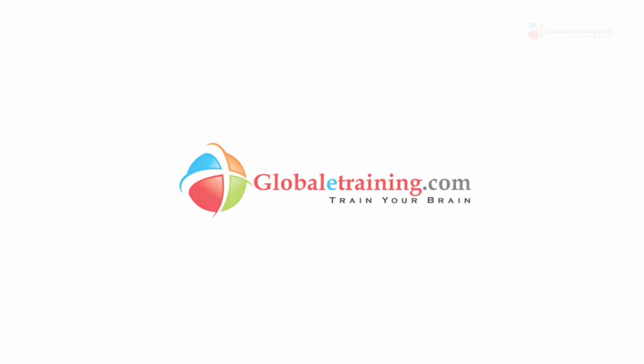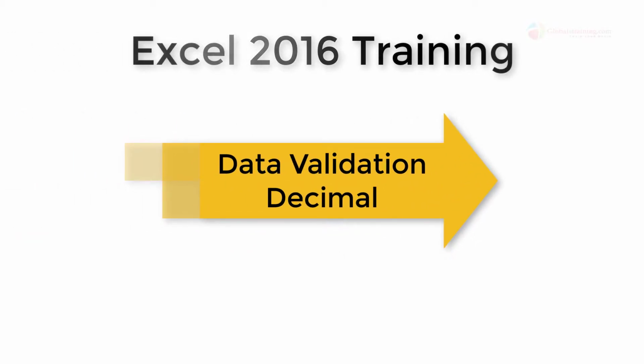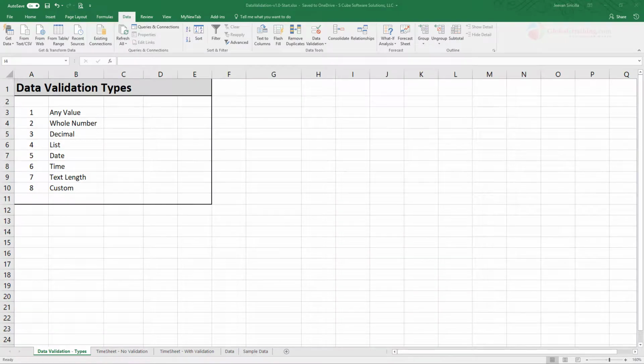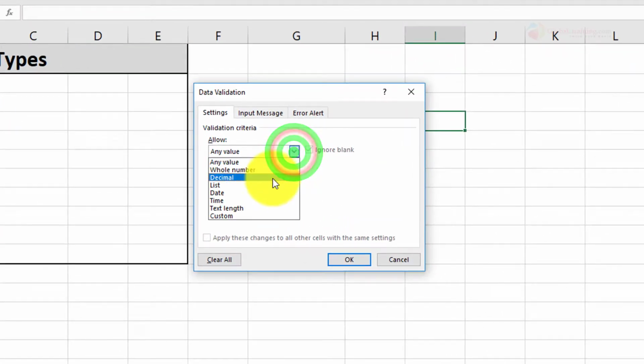Hello everyone, we will look at the decimal data validation now. Decimal data validation is very similar to the whole number validation. It's pretty straightforward. You would pick decimal instead of the whole number.